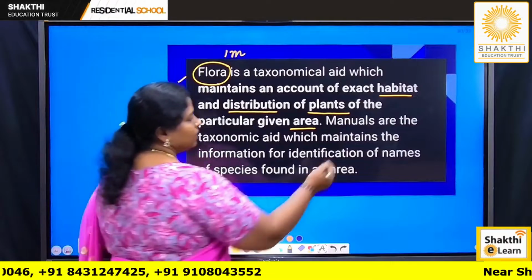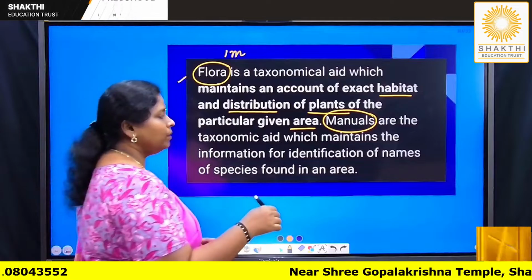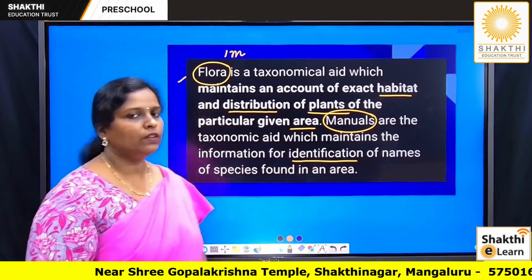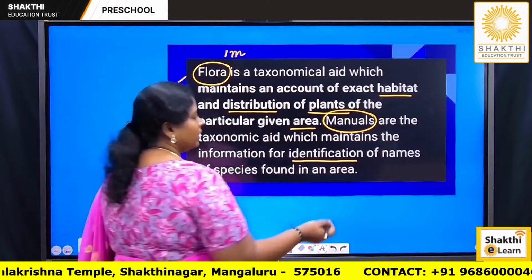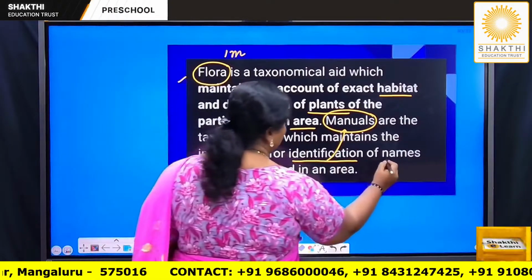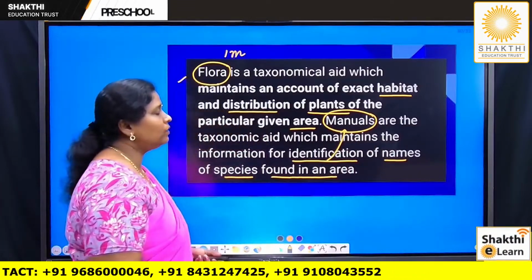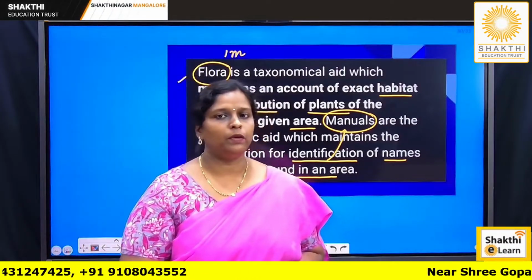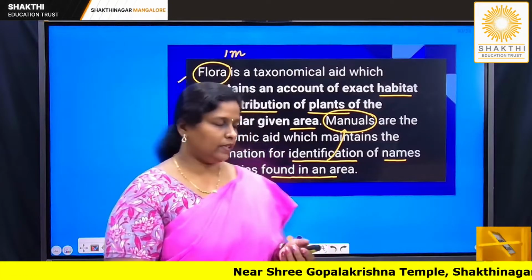Other than this, there is something known as manuals. Manuals are a particular taxonomic aid which can be referred for identification purpose. Whenever taxonomic studies are done, one of the important steps is identifying the plant or an animal, isn't it? So what can be referred? One can refer a taxonomic aid known as manual. Identification of names of species found in an area can be got. So other than the 4 which I just told previously, that is zoos, botanical gardens, museum and herbarium, flora is also a taxonomic aid. Manual is also a taxonomic aid.